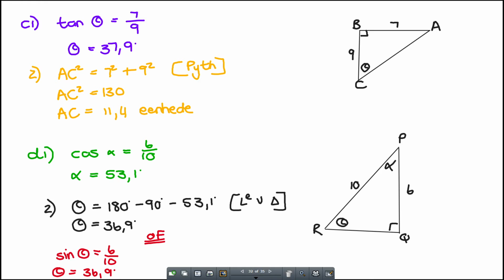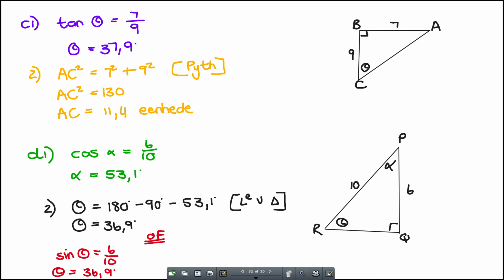Okay, at number D1, they wanted me to get alpha, that angle. Okay, so if I work from alpha, all that is given to me at this stage, or known, is the adjacent side and the hypotenuse. Right? So that's why I use cos alpha will be 6/10. And then because I'm looking for an angle, I'm going to say shift cos 6/10.